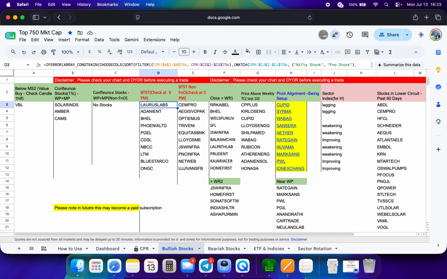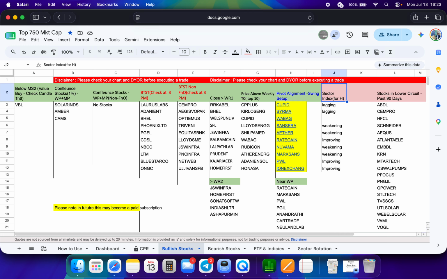So accordingly you have BTST, F&O, non-F&O, you have stocks closing above WR1, then you have stocks closing above weekly pivot, then you have stocks which are having alignment, that is the stock price is above weekly pivot, and weekly pivot itself is above monthly pivot. So those are listed here in order of ranking. So Cupid, as per today's market, is the best stock. After that is Sirma.